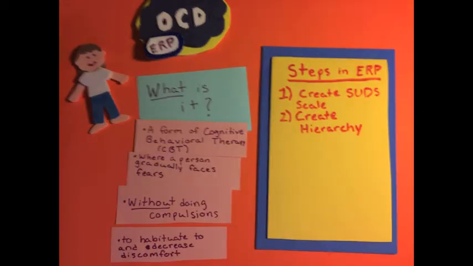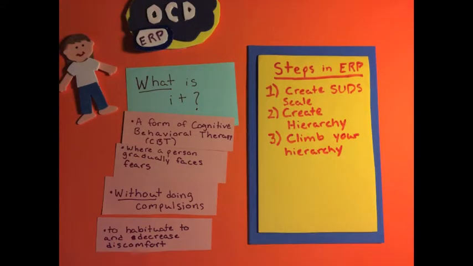Then, using the subjective units of distress scale and a whole lot of creativity, the person creates a hierarchy, which is a list of feared activities that are organized from least distressing to most distressing. Next, it's time to climb the hierarchy by doing the items on the list in order from least distressing to most distressing.